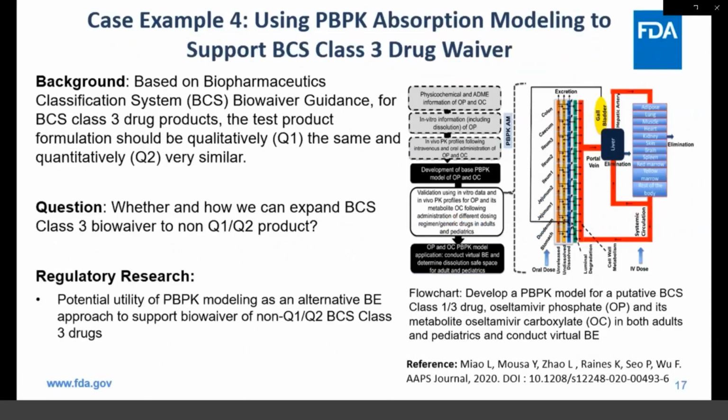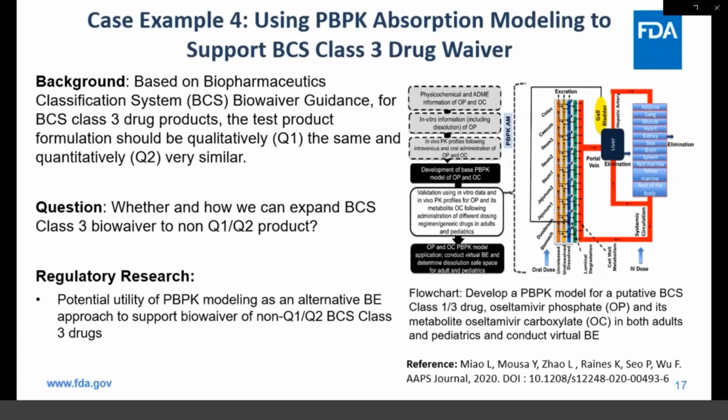We also internally developed a PBPK model for putative BCS Class 1-3 drug oseltamivir phosphate, OP, and its metabolite, oseltamivir carboxylate, OC, in both adults and pediatrics. Then we conducted virtual BE simulations to establish BE dissolution safe space for OP in both adults and pediatrics.